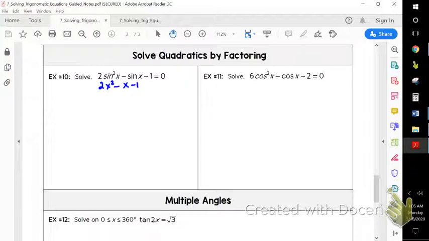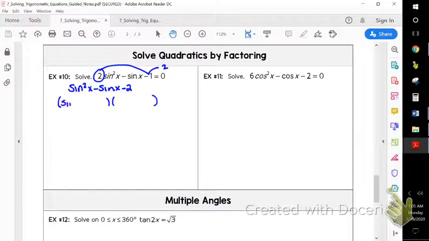Factor it, and then know where you put that x. You're going to put a sine of x in its place. But I think we've kind of gotten past that. So we're just going to factor this side. It's a trinomial, and so we're going to take our first times our last. So we have sine squared of x minus sine of x minus 2. We go to factor this.